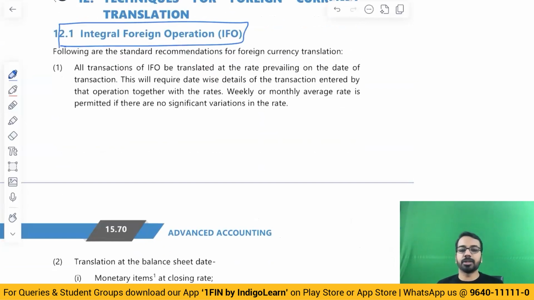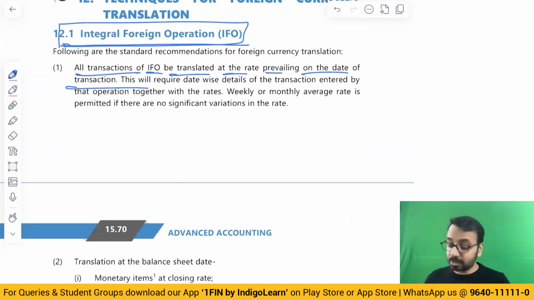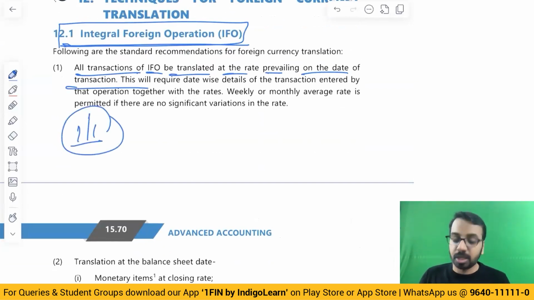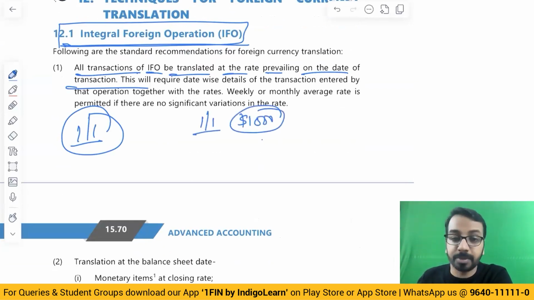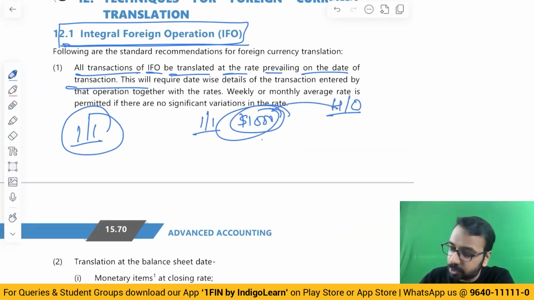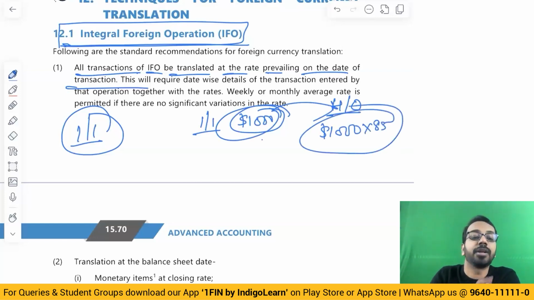When we say integral foreign operation, it is just my extension. It is like my hand which is attached to my body. Okay. So when you have integral foreign operations, all transactions will be translated at the rate prevailing on the date of transaction. What is the meaning of that? It means if a sale has happened on 1st of January, you will record that transaction as if it is made by the head office on 1st of January. So if on 1st of January, sales of $1,000 have been made, the branch will record $1,000. When the head office has to incorporate the sales in its books, it will say $1,000 into, let us say, 85, the rate prevailing on the date of transaction.